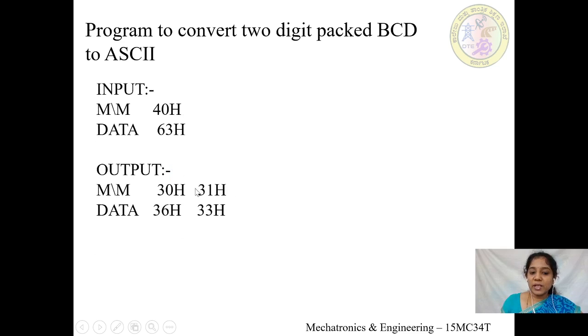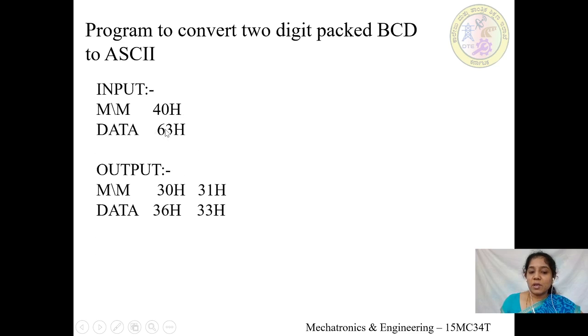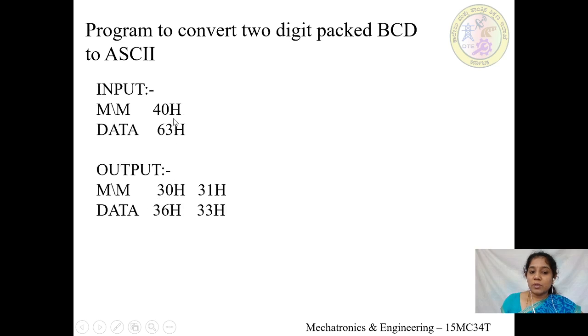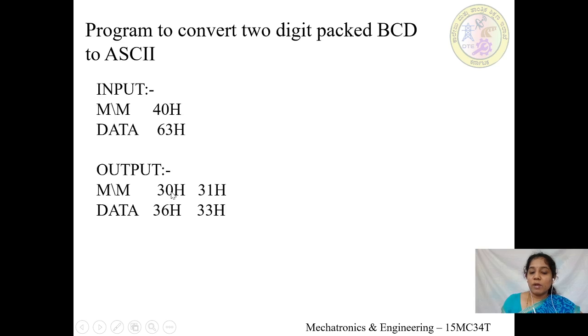Similarly again I will take the data that is present at the 40H memory location. Now I have to mask the upper nibble, so I will mask it with F0. Then you will eliminate 3 and you will get 60, but you don't want 60, you want 6, that is why you have to swap it. So now you got 6, after getting 6 you have to OR it with 30H, so you will get 36H and that 36H will be moved into the 30H memory location.